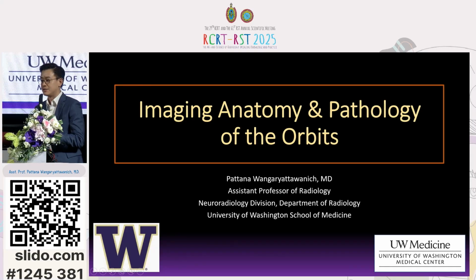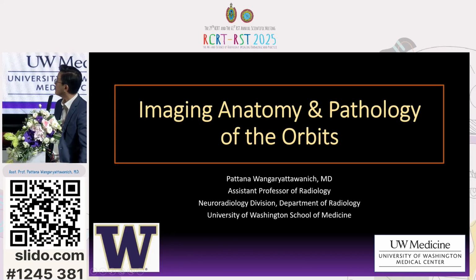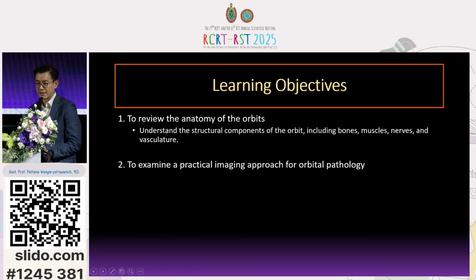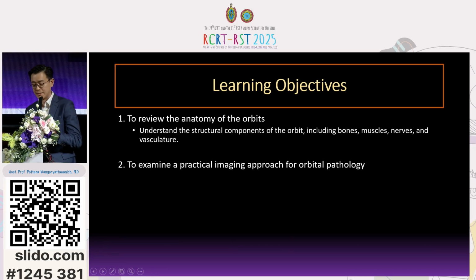The topic that I got assigned today is imaging anatomy and pathology of the orbit. So I have nothing to disclose. I can divide my talk into two main sessions. First, I will be reviewing the anatomy of the orbit. At the end of my talk, you should understand the detail of the structural components of the orbit. Then in the second part, we will be exploring some common and uncommon pathologies of the orbit, using a practical imaging approach for orbital pathology.